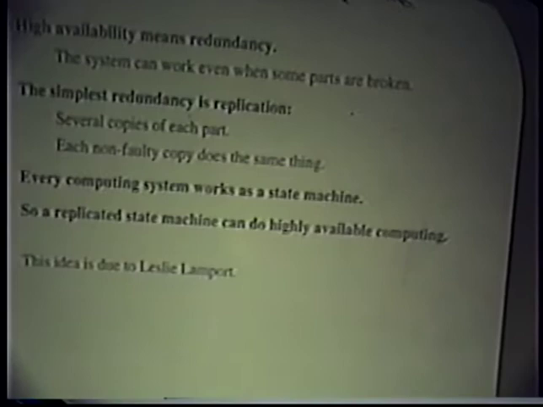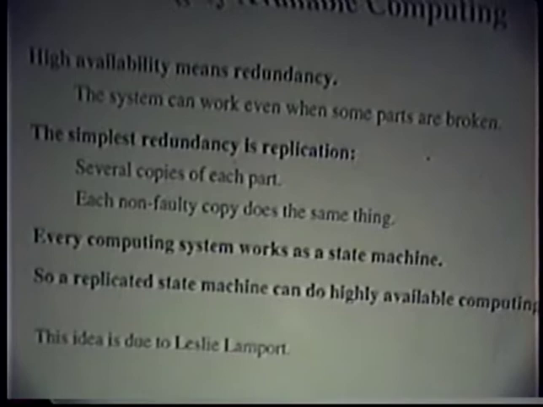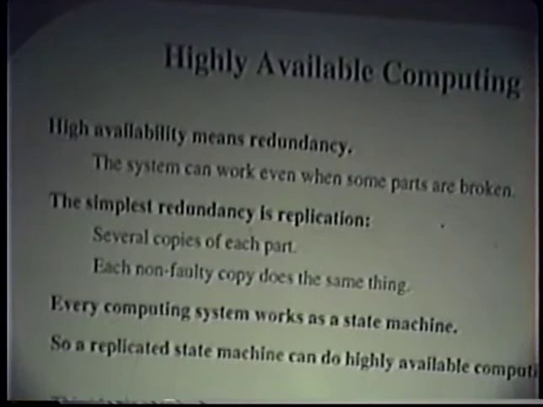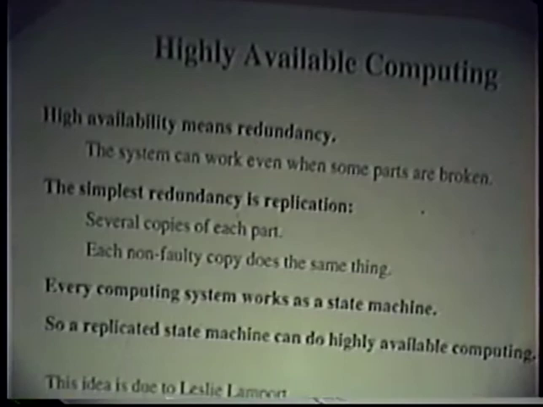So let's start by exploring what we mean by highly available computing and how we're going to go about getting it. Think of this as motivation for studying the consensus problem. So the way you get high availability is there's two possibilities. You can build the components so that they're perfect. And sometimes that's quite feasible, and modern disk drives have mean time between failures in the order of 1,000,000 hours.